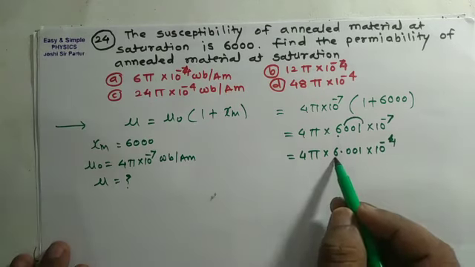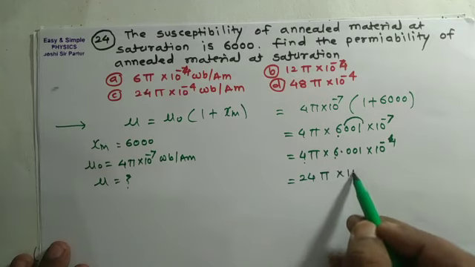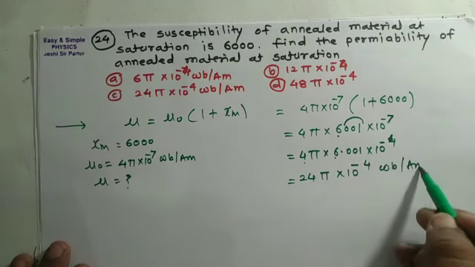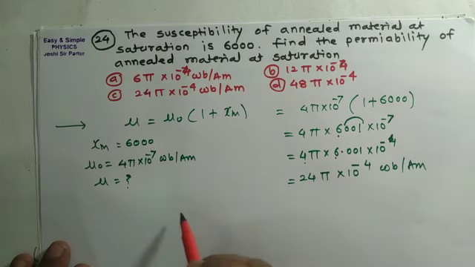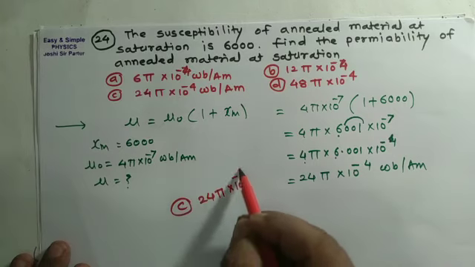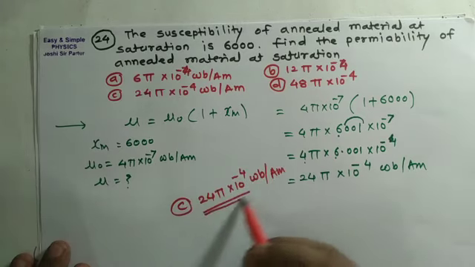So 6 into 4, that is 24 pi into 10 raised to minus 4 Weber per ampere meter. So the answer is option C, 24 pi into 10 raised to minus 4 Weber per ampere meter.